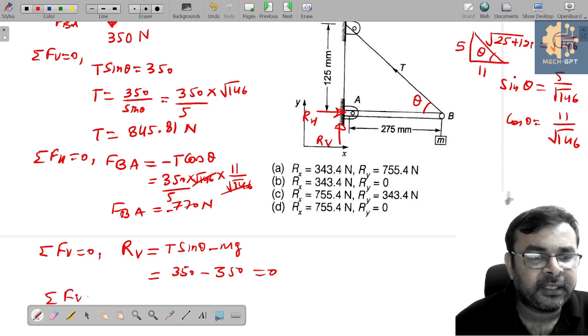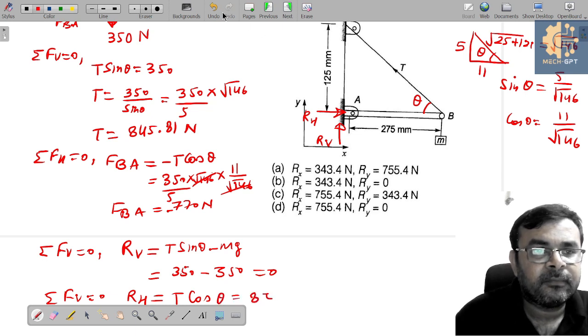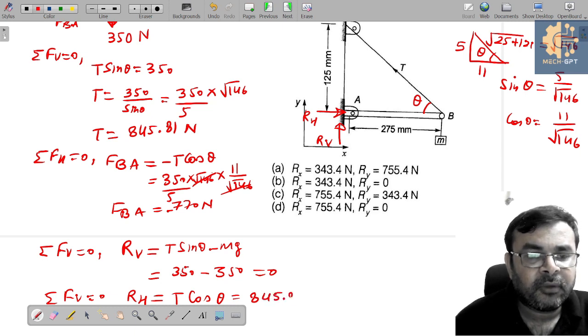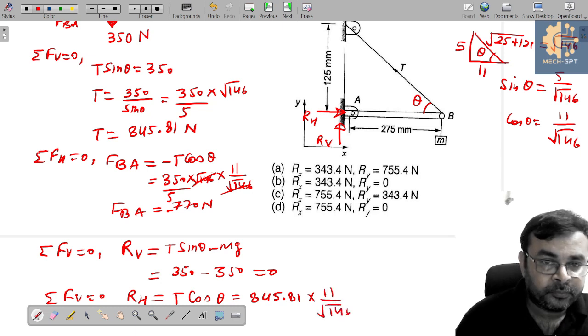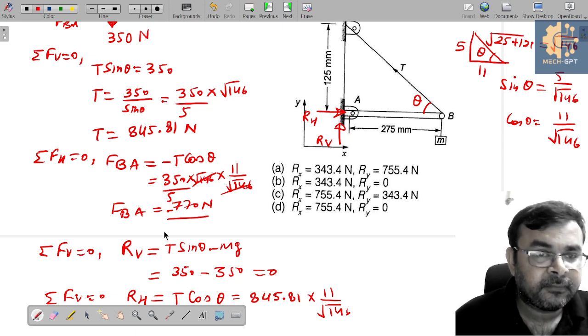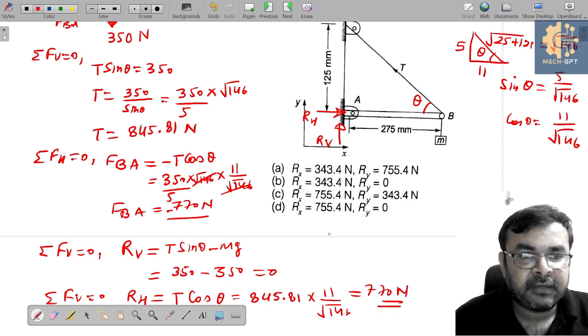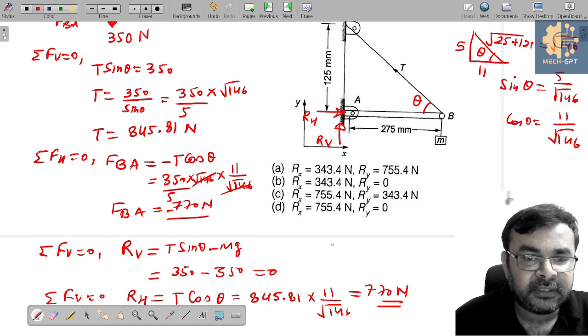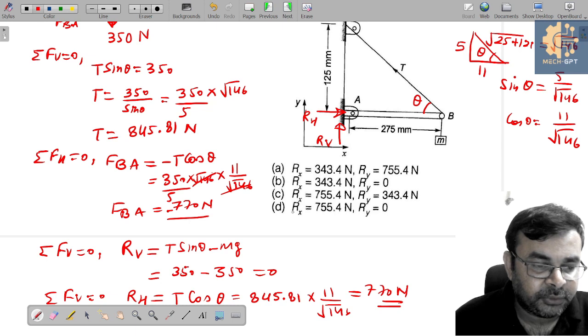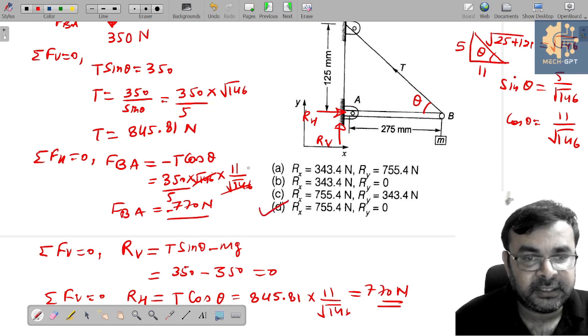Next, if I write summation of horizontal forces equal to 0, then can I say RH is equal to T cos theta. T cos theta. So what about T? This is 845.81 into cos theta. Can I say this is 11 over square root of 146? So simply here we get 769 or 770 Newton. 770 Newton. So the horizontal reaction we have is 770 and the vertical reaction we have is 0. Correct. So option D will be the right choice.